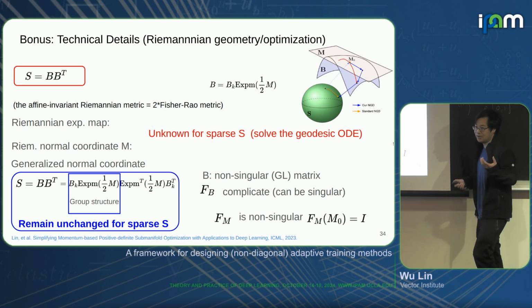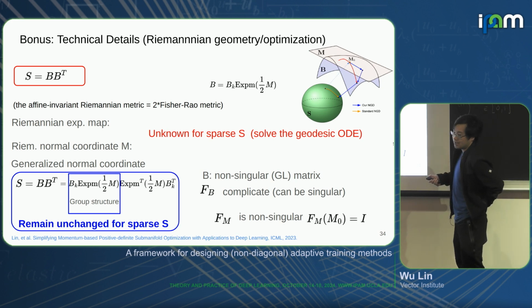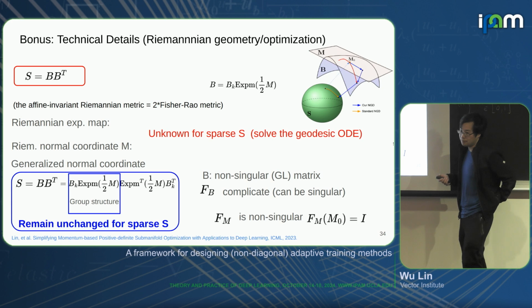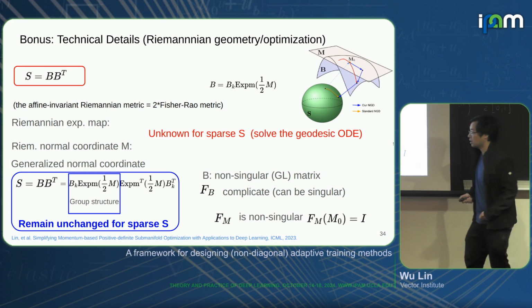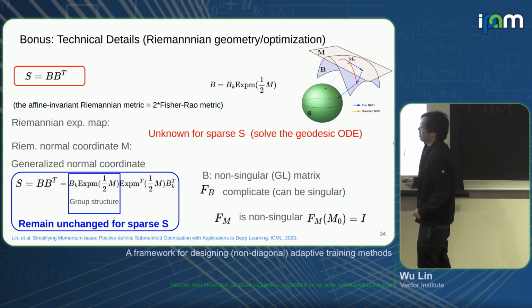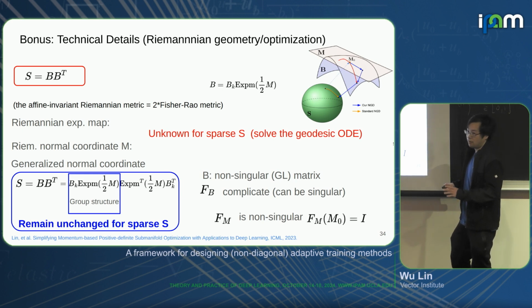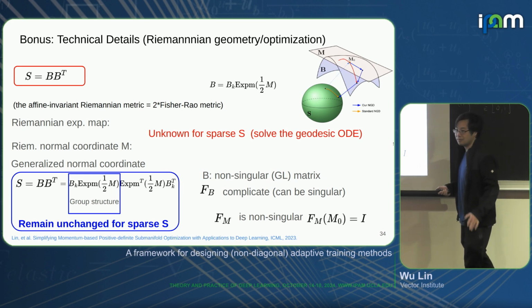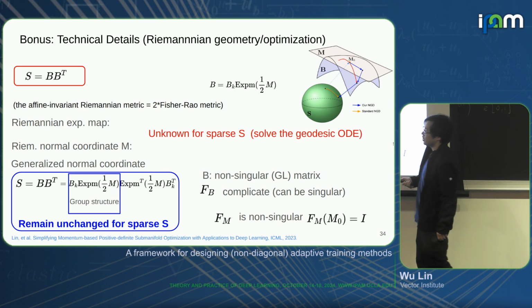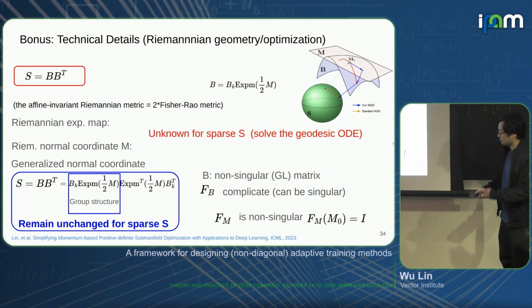Of course, there's a catch: in Riemannian normal coordinates, we can make sure that the Christoffel symbols, or the Levi-Civita coefficients, vanish. But in this case, it's not. But it turns out that for optimization problems, it doesn't matter. So that's what I call generalized normal coordinates.